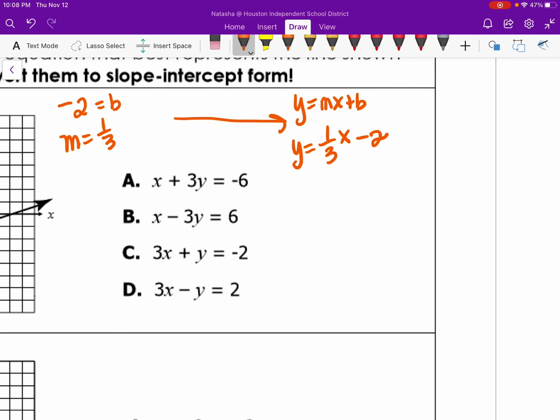Now I can think about this in terms of my answer choices. All my answer choices have x and y on the same side. Now, there's a few things you can look at. As I said before, this 1/3, that's the same thing as saying 1 times x/3. Okay? Now, if you notice, the x is next to which number? The 1. But be very careful because technically I need to clear my fraction first.